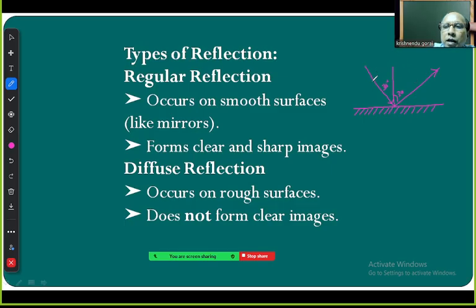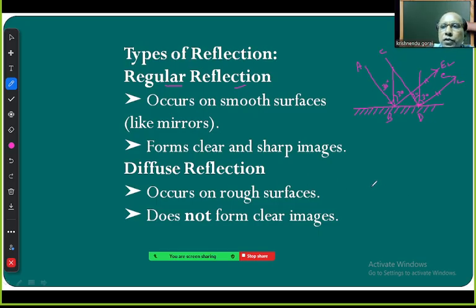If another incident ray parallel to this one, parallel to AB, suppose A, B and C, falls on this mirror, it again bounces back. This is the normal. Again, suppose this is 30°, this is also 30°. That means the lines AB and CD are both parallel incident rays, and the reflected rays BE and DC are also parallel. This is what we call regular reflection. If the incident rays are parallel to each other, then the reflected rays will also be parallel to each other. This is what we call regular reflection, right?